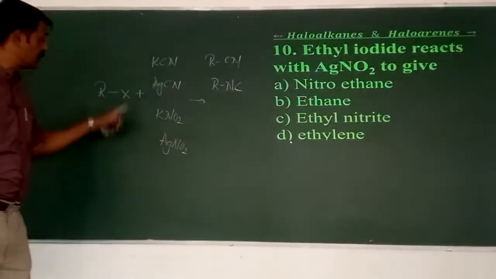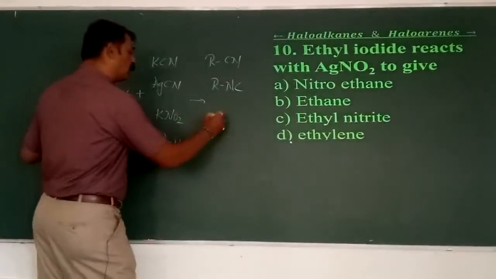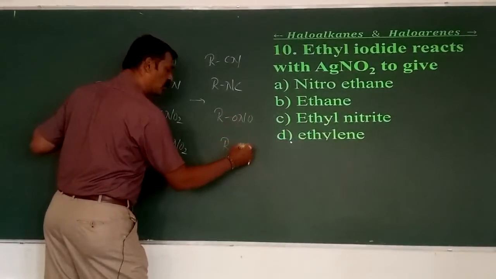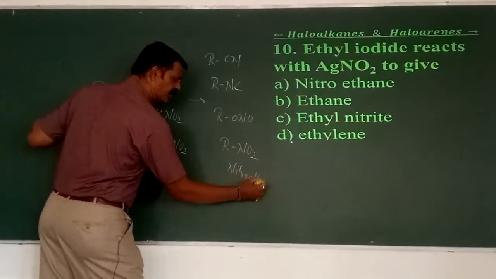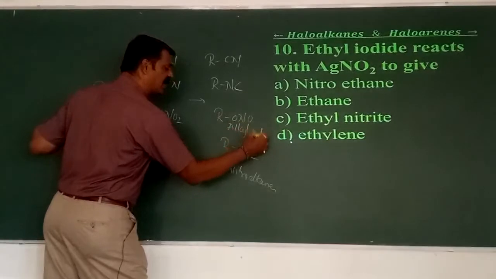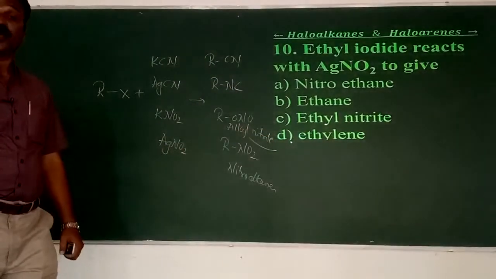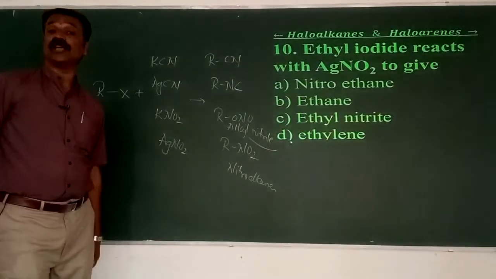But here it gets CN means here it is CN. Here CN refers to what? NC in case of Ag. But it is reversed in case of this. KNO2 means it is RONO, but here it is RNO2. This is called nitroalkanes. This is called as alkyl nitrite. So don't make a confusion regarding the KCN and AgCN and with the KNO2 and then AgNO2.